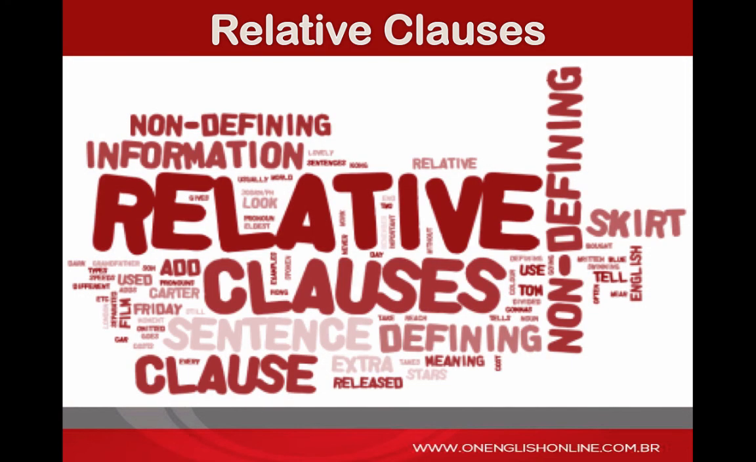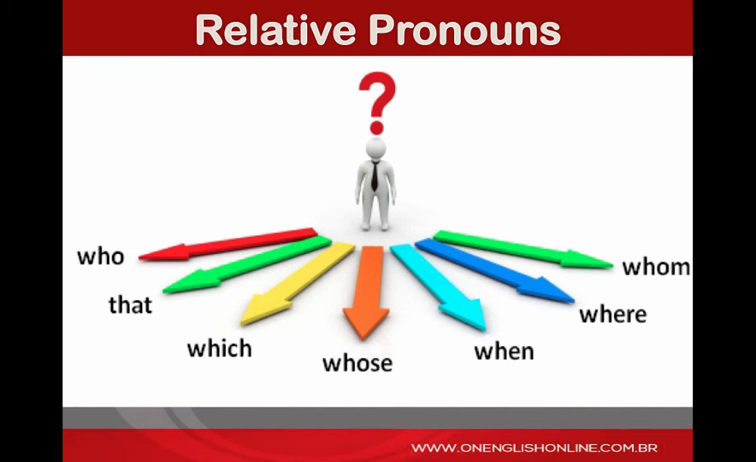Relative clauses are used to join two sentences or to give more information about something or someone. When it comes to writing, they play a very important role as cohesive devices. However, note that what is not a relative pronoun.